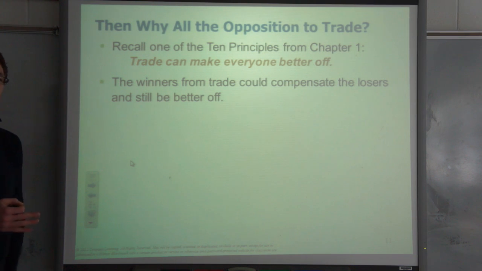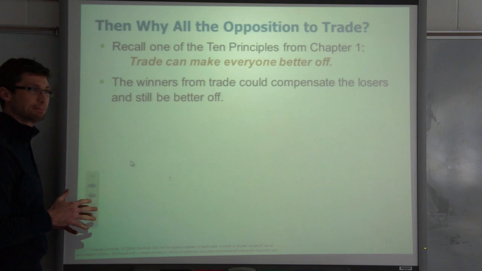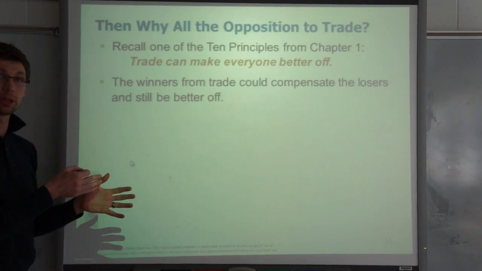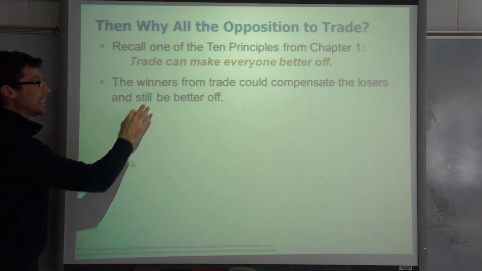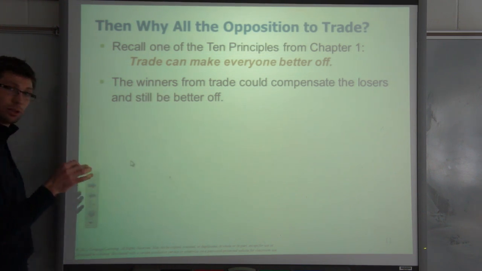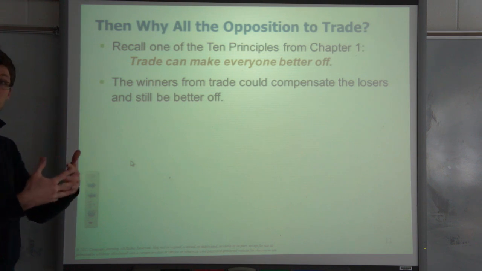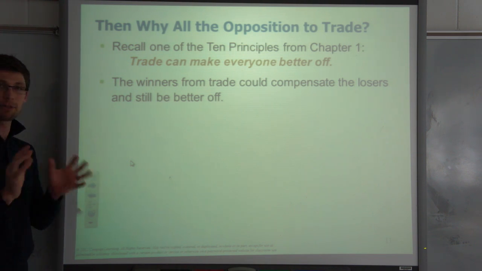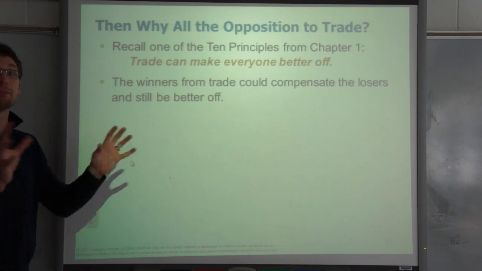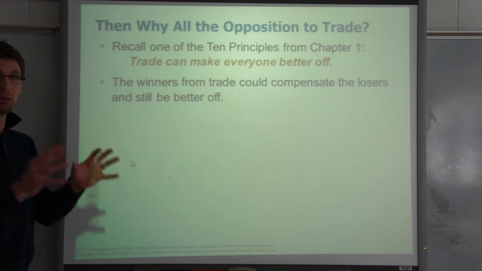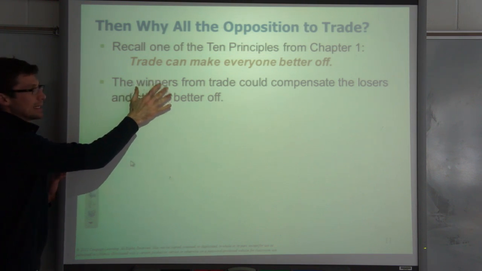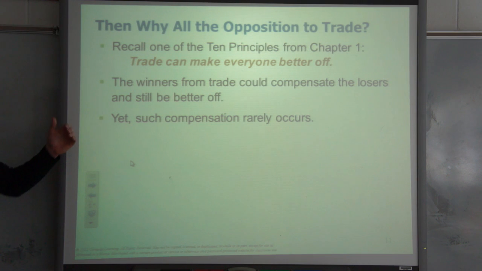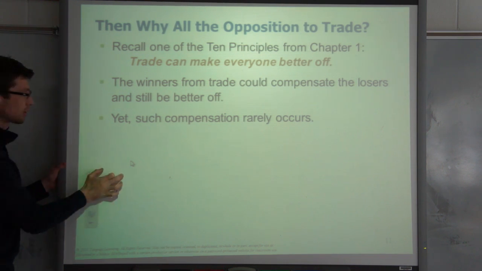But one of the things that we could do, and I know this may be difficult, is that the winners from trade, consumers when we import, producers when we export, could actually compensate those who are the losers, and we could come to a mutually beneficial arrangement. However, with international trade and the number of parties that would be involved, it would be very difficult in the real world to manage in a way to actually make that happen. Yet, such compensation rarely occurs.